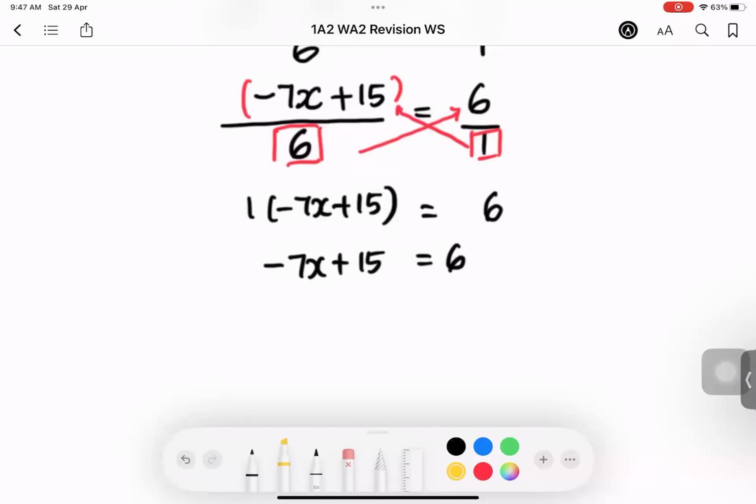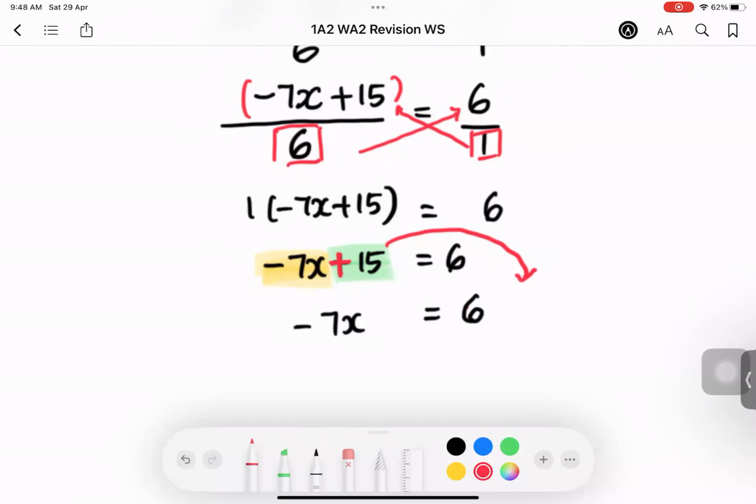We want to group the x together. X is already on its own, so no need to worry. That means now we must try to get rid of 15. This is positive 15. Yeah, write the negative x down. This side is already 6. How to make this migrate over to the other side? This is addition. How do I undo addition?